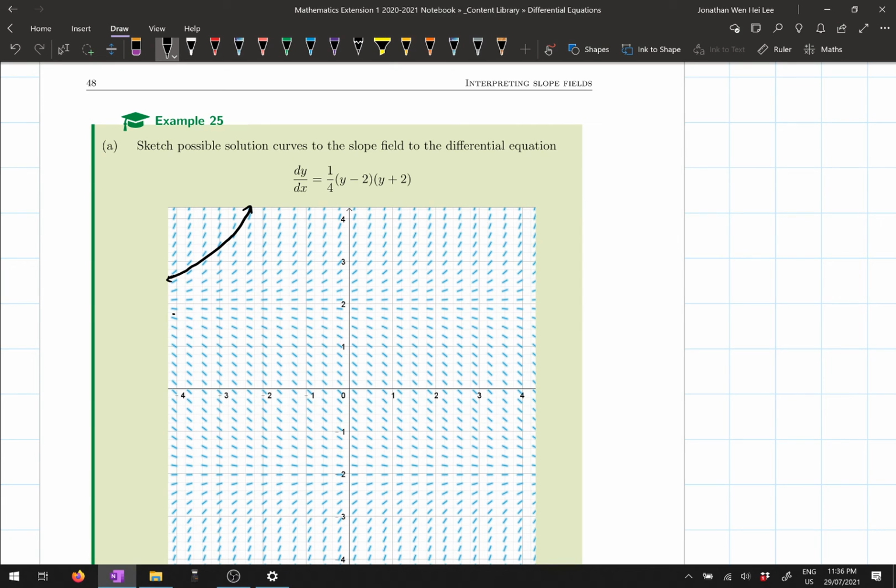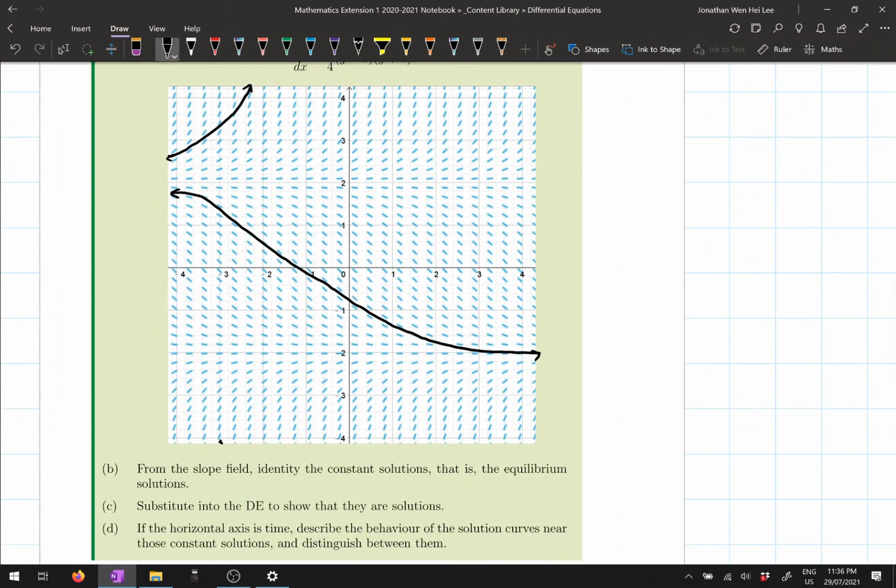You could start from over here and you could be like, oh, I'm going down, and then suddenly it balances out to here, like that. Or you could go somewhere over here, and it's starting to go across, and then as we get there, it's going towards that value there. Okay, cool. So that's an example. All you need to do is just follow the slope field, based off of the graph that you've got.